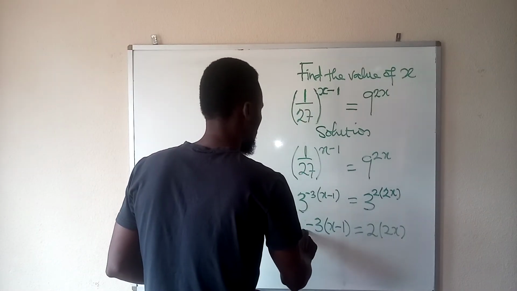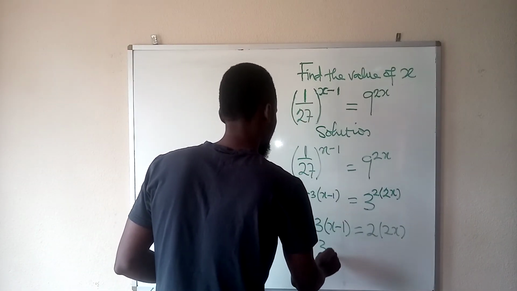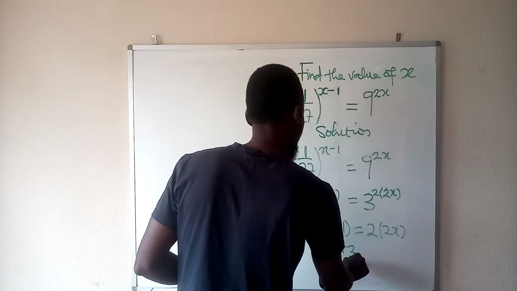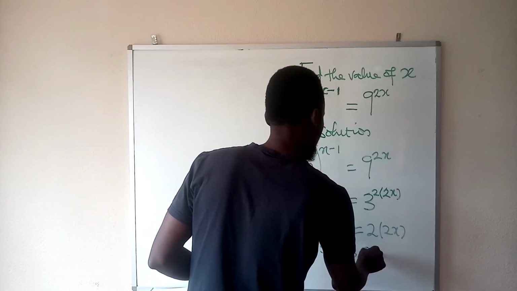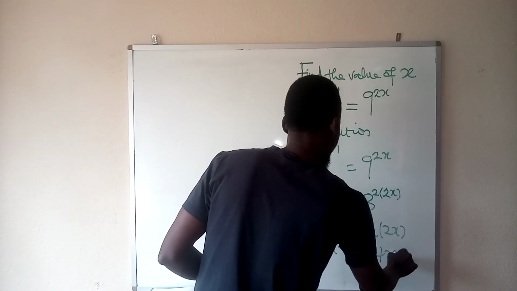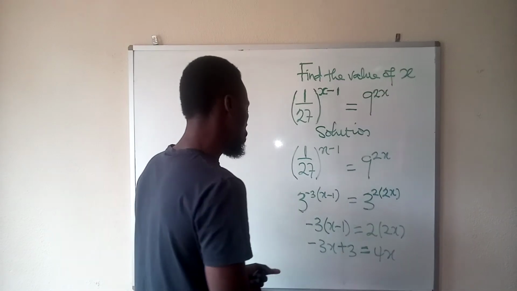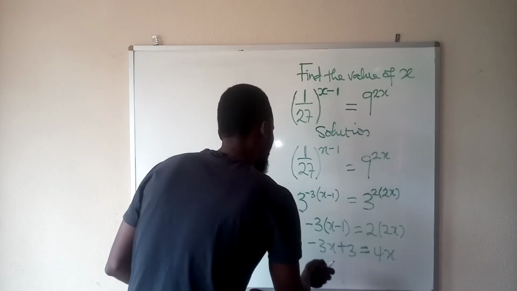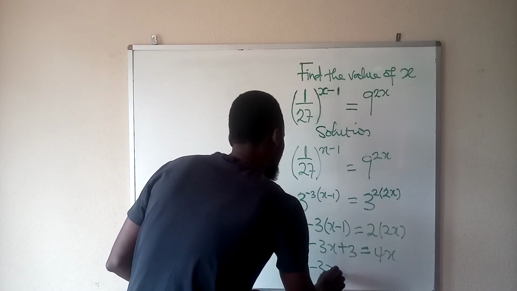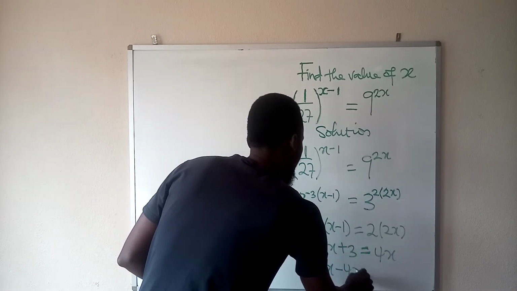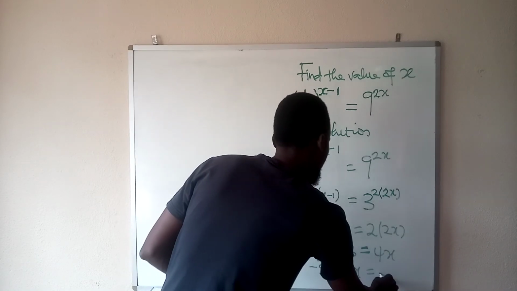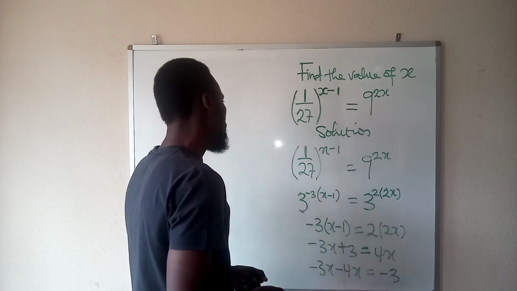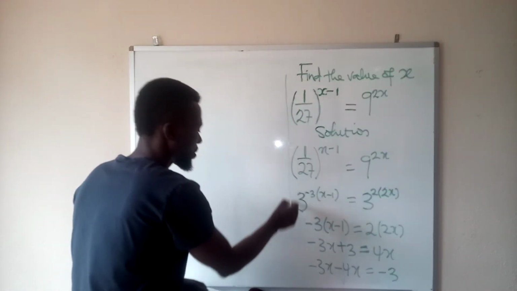And that will give us negative 3 times x. By expanding this bracket we get negative 3x, and negative 3 times negative 1 will give us positive 3, to be equal to 2 times 2x, which will give us 4x. By grouping like terms, we can bring this 4x over here, so we shall have negative 3x minus 4x to be equal to this 3 will cross the equal sign, it will be negative 3.